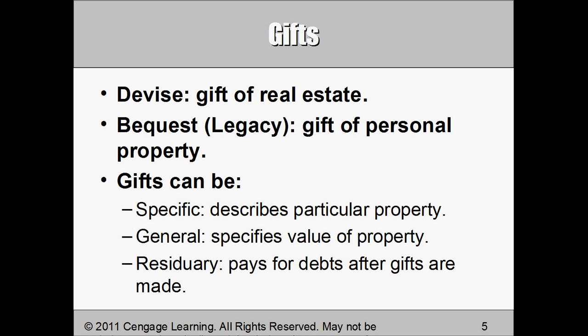So generally in a will there are gifts that are given. So we have a devise, which is a gift of real estate, basically real property, and we have a bequest or a legacy. That's a gift of personal property. Gifts can be specific, that describes the particular property. They can be general, which specifies value of property, or they can be residuary, which pays for the debts after the gifts are made.